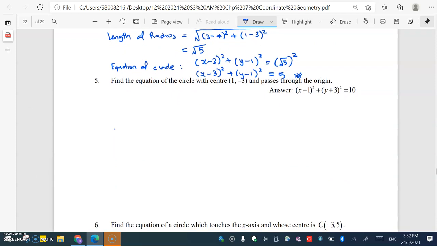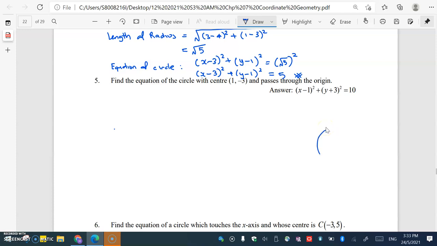All right, find the equation of a circle with center (1, -3) that passes through the origin. What does it mean? Passes through the origin and you have a center (1, -3). Let's sketch the diagram out. In the equation of circles, I would strongly recommend you sketch the diagram out so that you can actually see it for yourself visually.